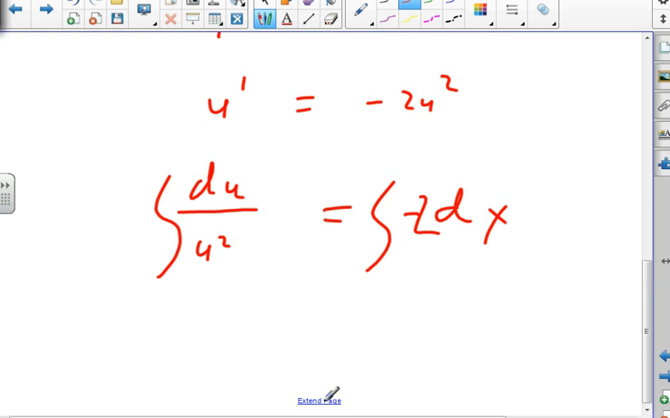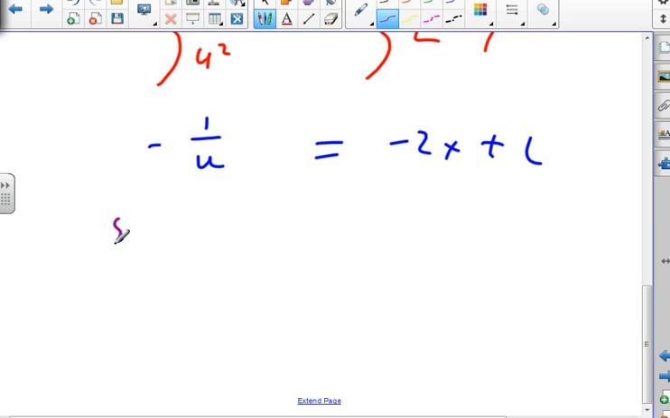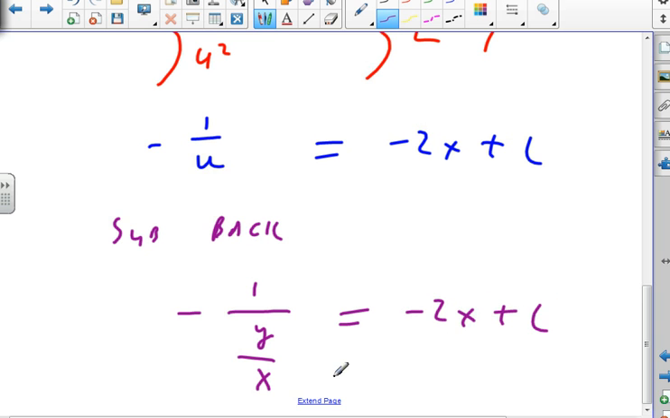I'm going to integrate both sides, and on this side I get minus 2x plus c. I'm going to get minus 1 over u on this side, right? The derivative of minus 1 over u would be 1 over u squared, so that'd be correct. Now I'm going to substitute back. Minus 1 over ux is equal to minus 2x plus c.